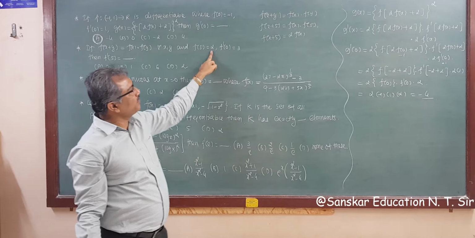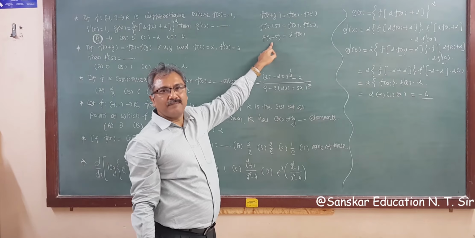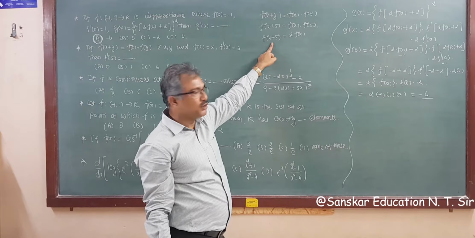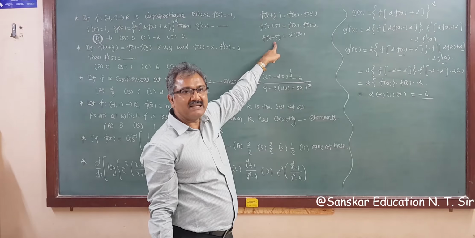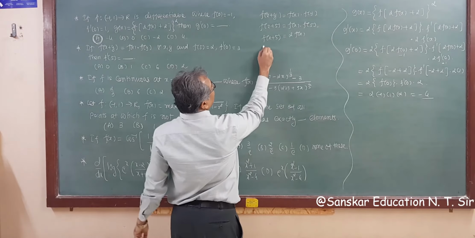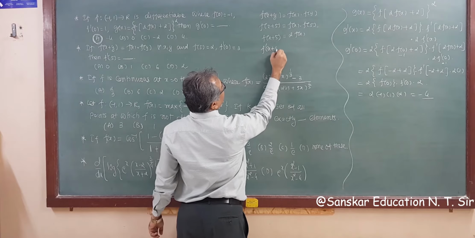Now we need to differentiate this function with respect to x. So derivative of f bracket is f dash bracket, that is f dash of x plus 5.